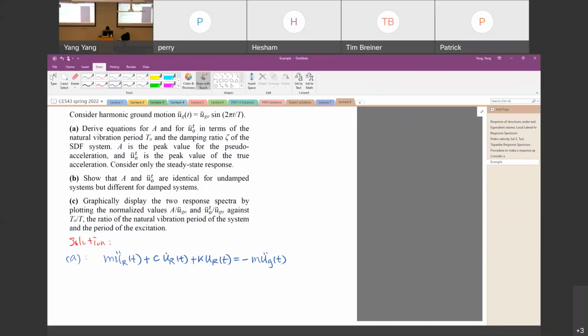So this is a relative acceleration. This is a relative velocity. This is a relative displacement.